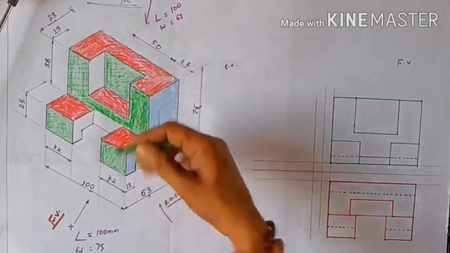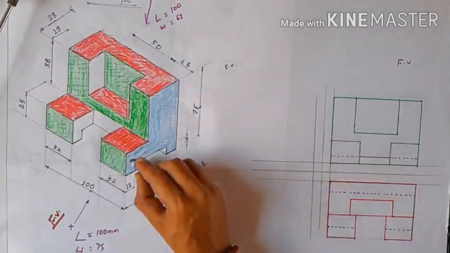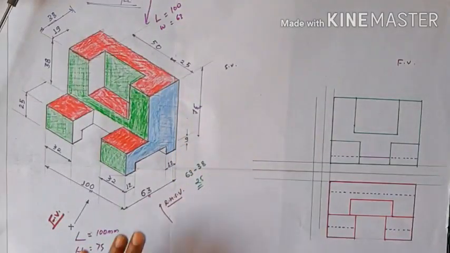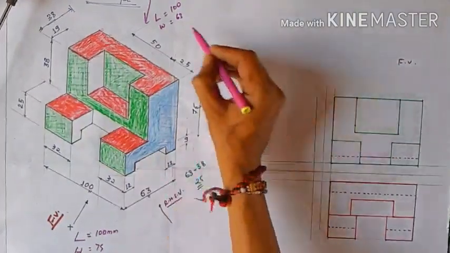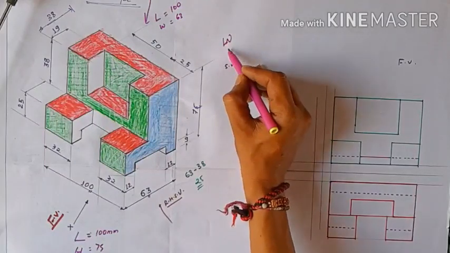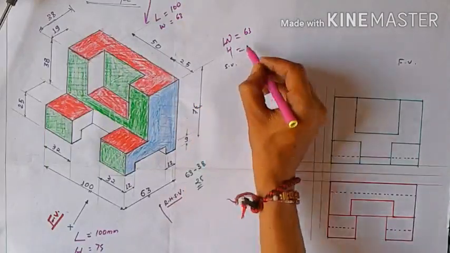So it is free. This box completely shows the right hand side view, which is drawn from here. So what is the dimension of the side view? The dimension of the side view is width and height. What about the width? This is 63, and what about the height? This is 75 mm.